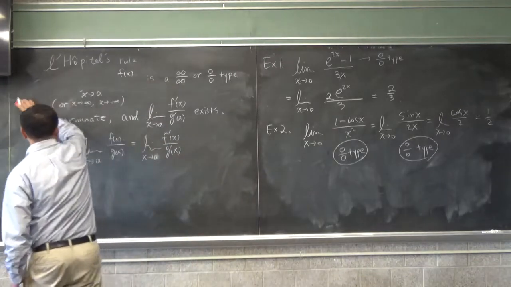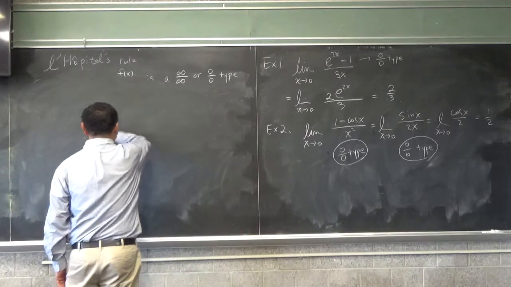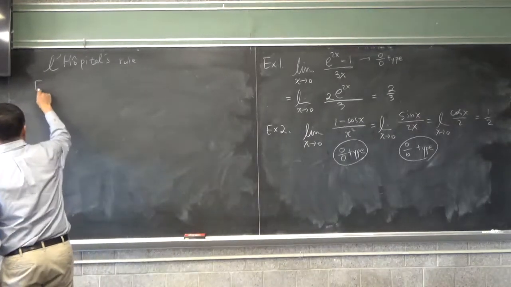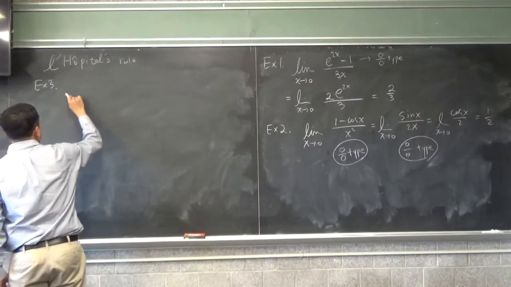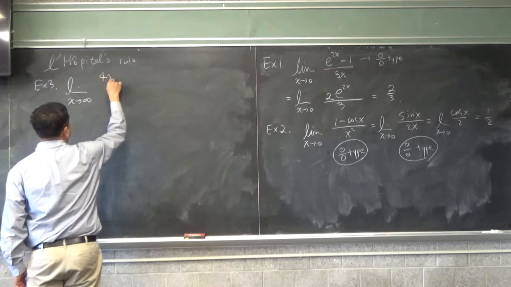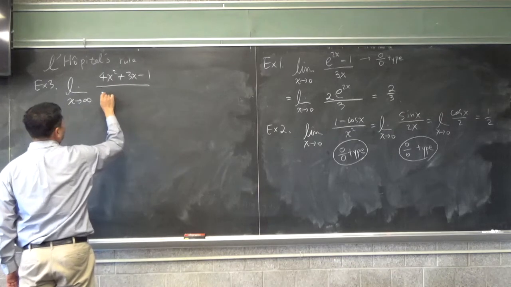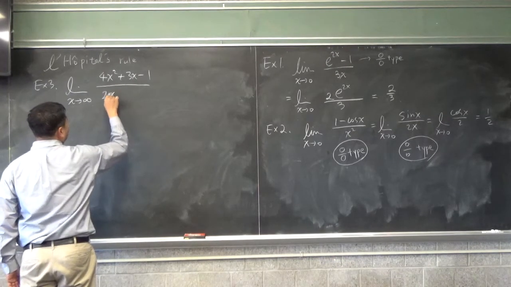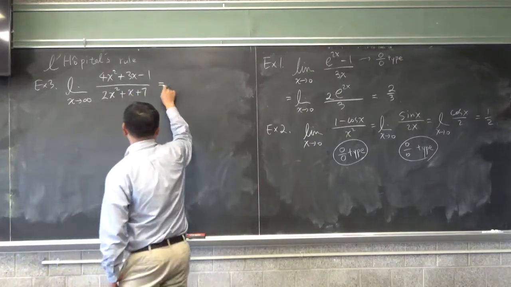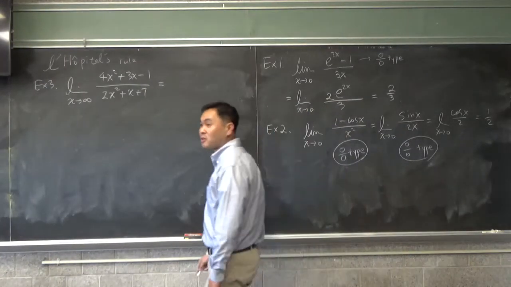And then, let me give you one more example. Example 3. Let's say limit of x going to infinity of 4x squared plus 3x minus 1 over 2x squared plus x plus 7. What's this limit? 4 over 2. 4 over 2, which is 2, right?